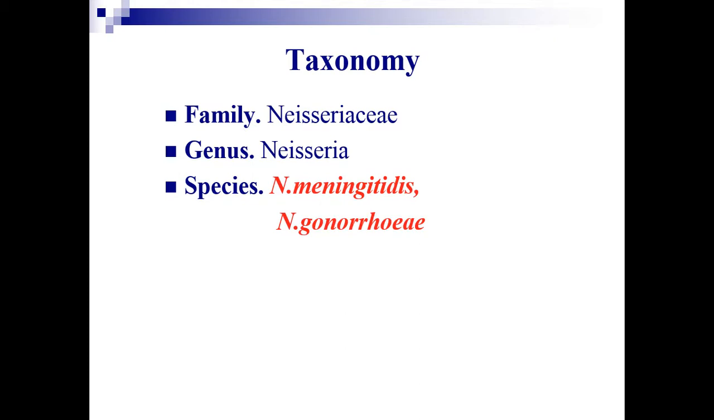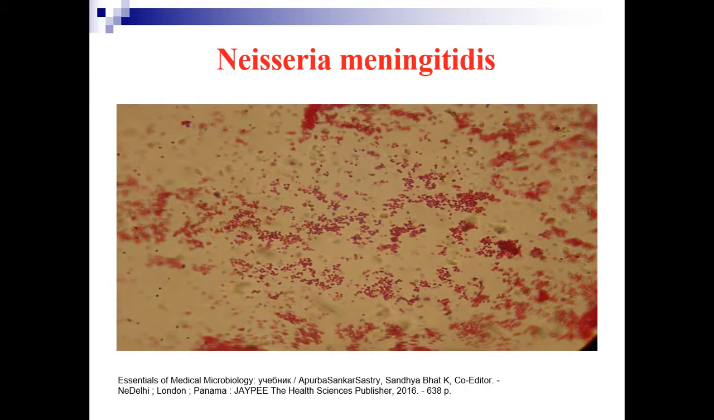Taxonomy: family Neisseriaceae, genus Neisseria, species Neisseria meningitidis and Neisseria gonorrhoeae. Neisseria meningitidis, meningococcus, are capsulated gram-negative diplococci with adjacent sides flattened, lens-shaped or half-moon-shaped. Though it is a commensal in the nasopharynx of healthy adolescents, invasive disease such as meningitis or septicemia can occur in susceptible individuals.